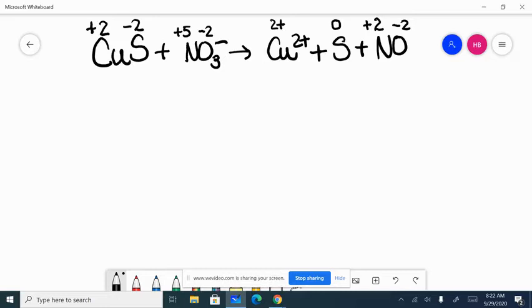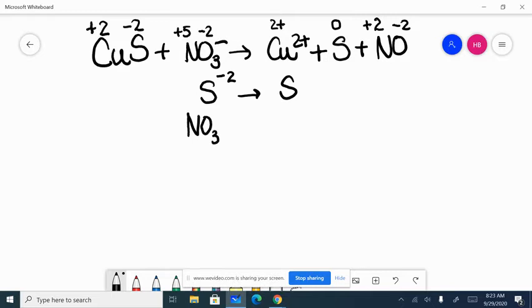So let's go here and split these up into half reactions. Sulfur goes from -2 to 0, so its charge increases. So it's losing negativity, therefore it is losing electrons, so it is oxidized.